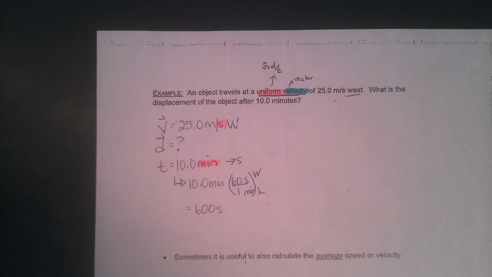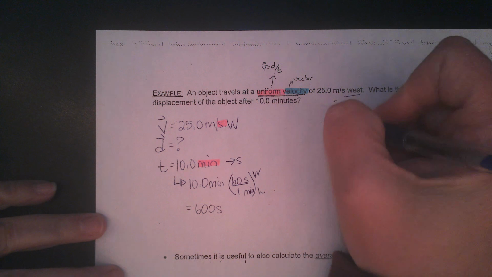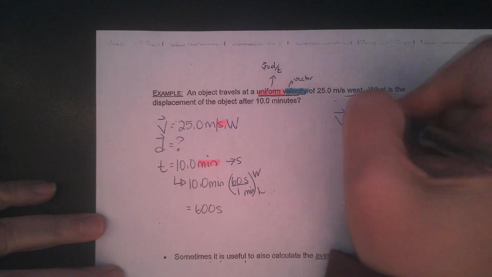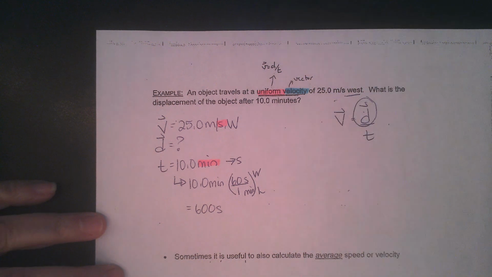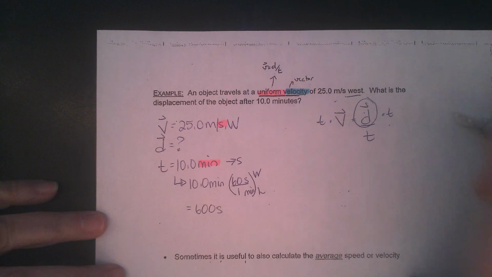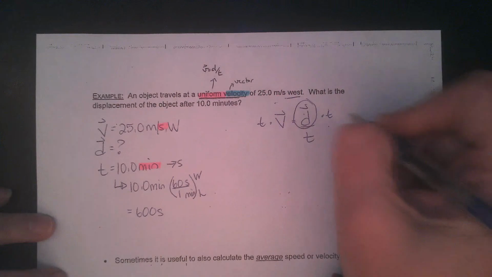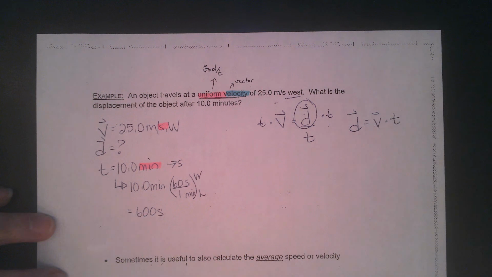Okay, the question is asking me what is the displacement of the object after 10 minutes. I know that in order to find displacement, I need this formula. It's asking me to find displacement, so I'm going to isolate that variable. The way that I do that, I multiply it by t. So my displacement is solved by taking my velocity and multiplying it by time.